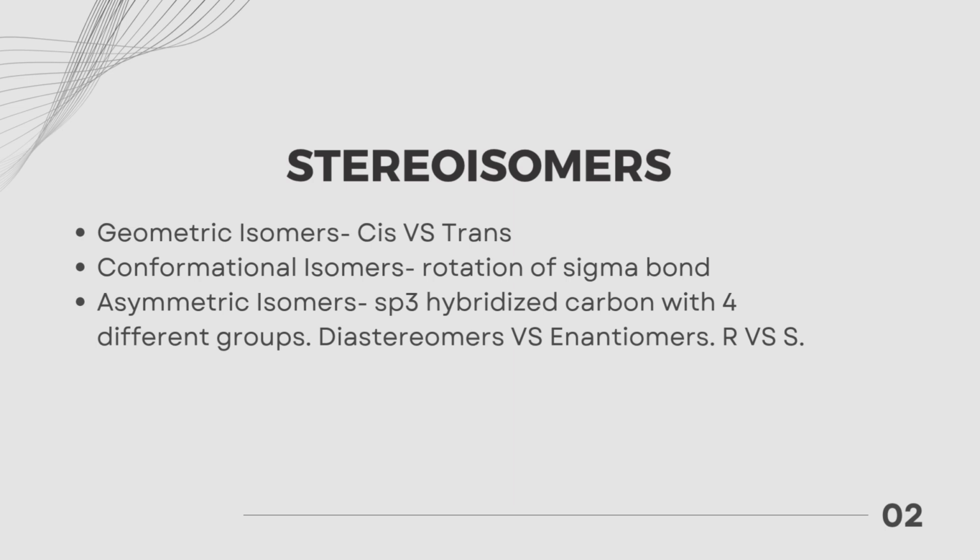Geometric isomers have different chemical formula arrangements across a pi bond, also known as cis or trans. Conformational isomers are molecules that can be made identical with the rotation of a sigma bond. And asymmetric isomers have an sp3 hybridized carbon with 4 different groups on it.